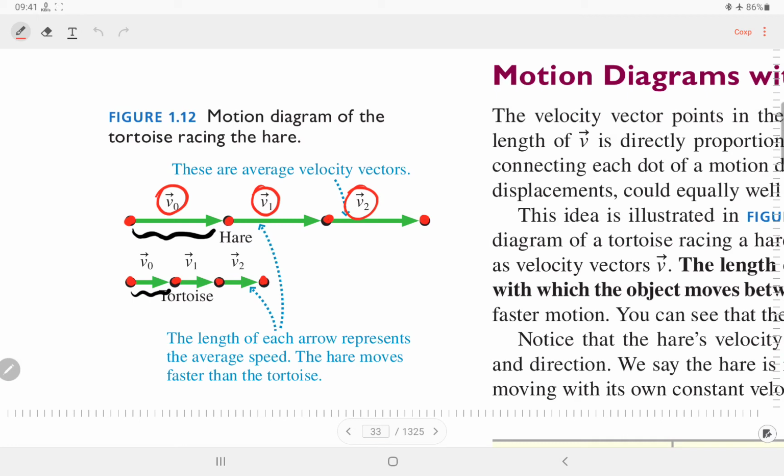What does it mean? It means the object in the first diagram, let me call it 1, and this is the second diagram, is moving faster than the object in the second diagram. So the size of the arrow is also important. Direction is also important.